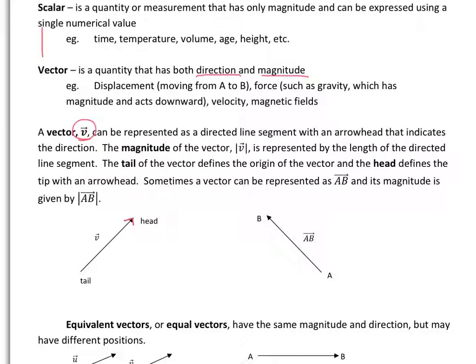Sometimes a vector can be represented using two letters. So we have that here with vector AB. So again, the first letter in the notation indicates where the tail of the vector is, and the other letter indicates where the head of the vector is.